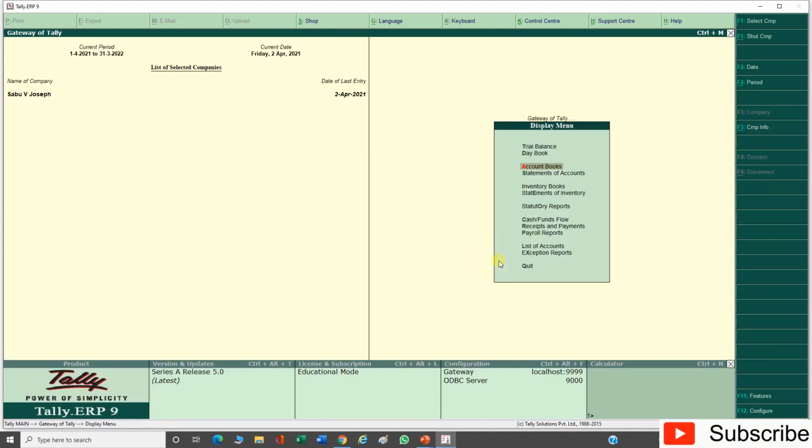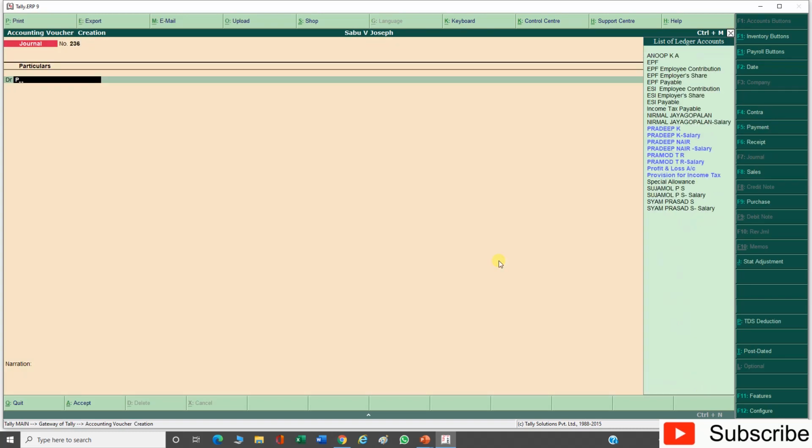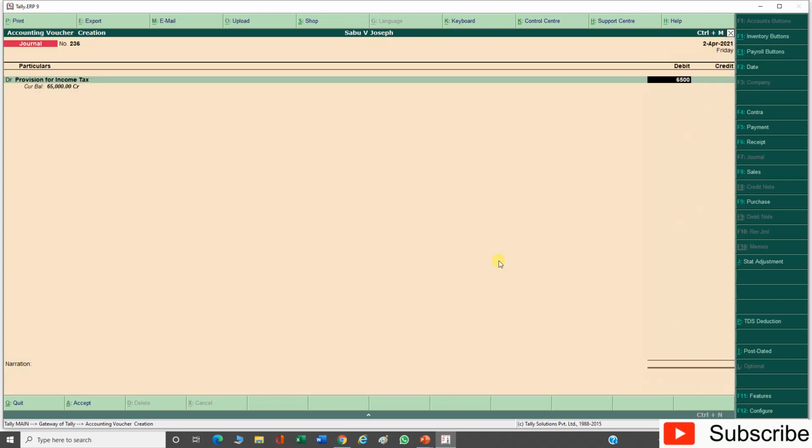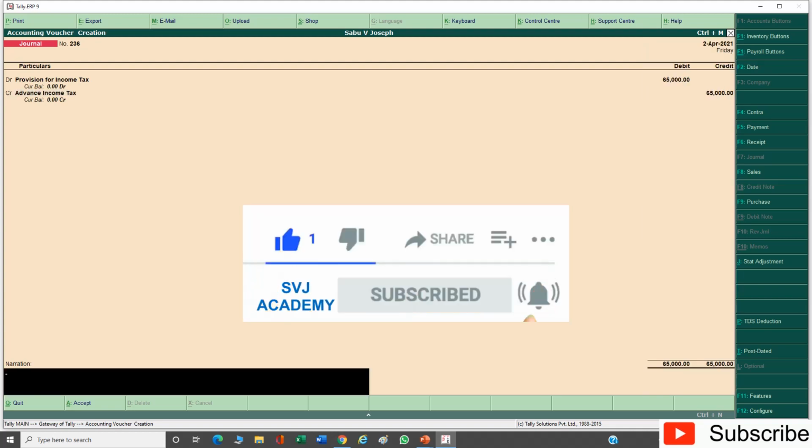Now set off this advance tax and TDS against the provision. Go to voucher. Make the journal entry. Provision for income tax 65,000 to advance income tax 65,000. Narration being advance income tax transferred to provision. Save it.